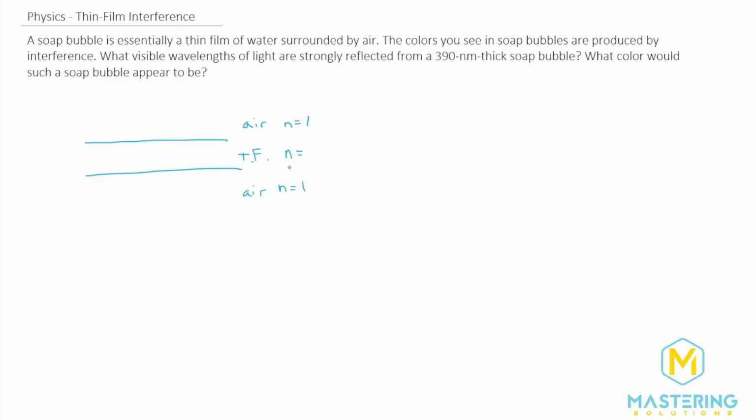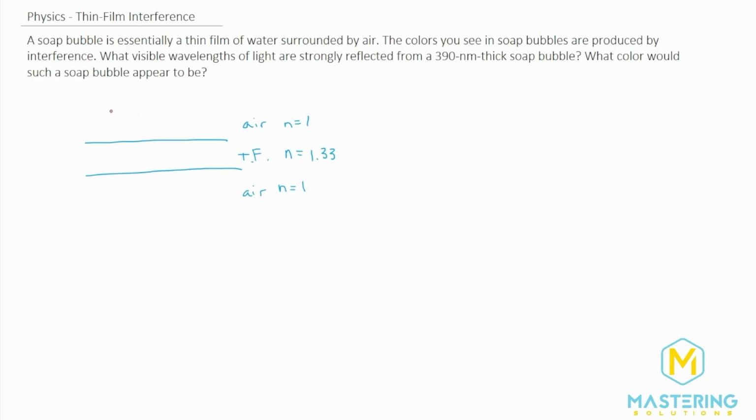And then the thin film, in this case, they tell us that it's basically water. Now, at first I was thinking that maybe the index of refraction would be different since it's soap in the water with it, but they don't give us any other information on what that index of refraction would be. So we'll assume that it's 1.33 for water.